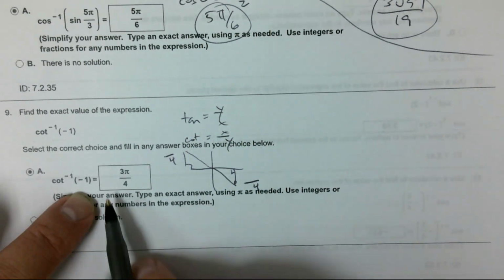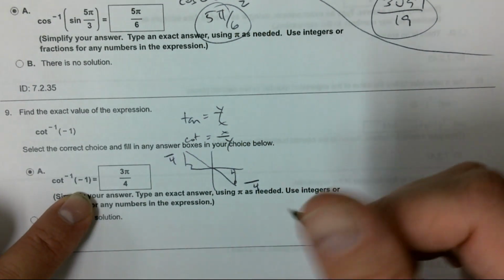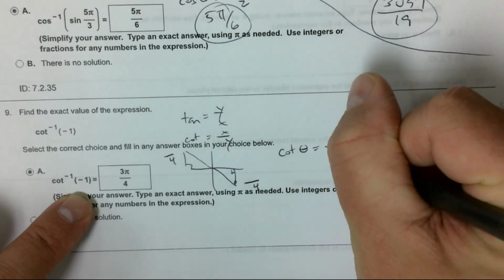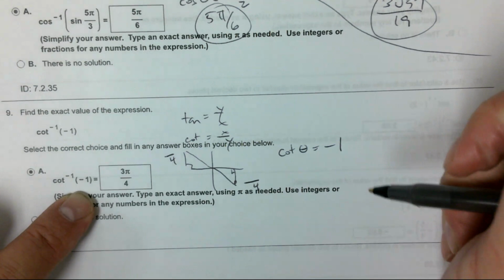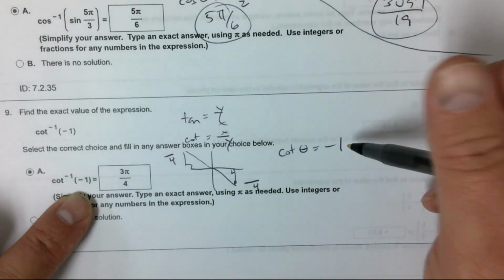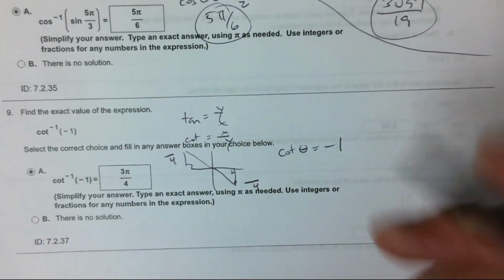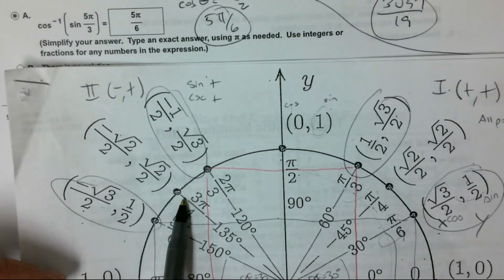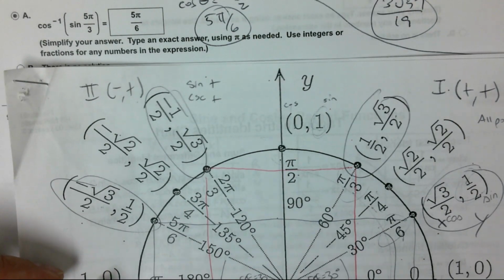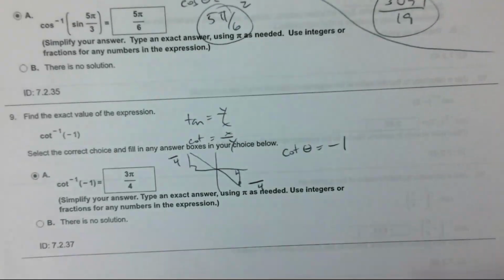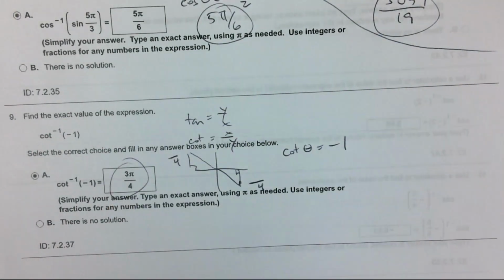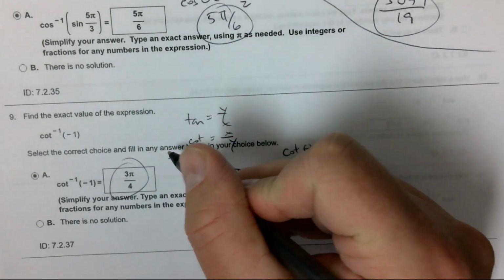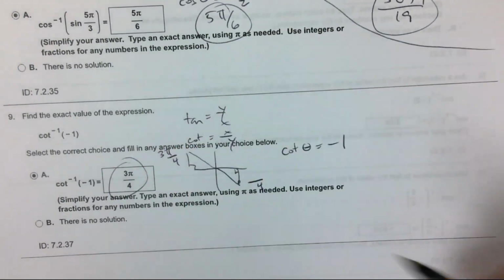So you could also say cotan theta equal -1, and then that had to be in this quadrant. So that's your 3 pi fourths. So 3 pi over 4.